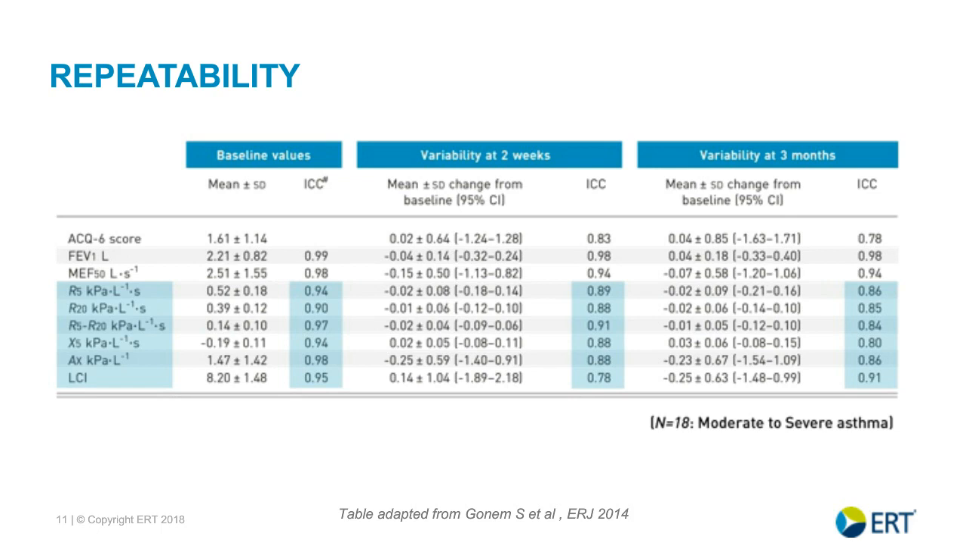And you can see very clearly that the intra-class correlation coefficient, which is a measure of the repeatability, is actually very good both within visits and between visits, 2 weeks and 3 months, for all FOT data, and it's slightly inferior, but it's as good as spirometry. So it's a highly repeatable test if you do it correctly.